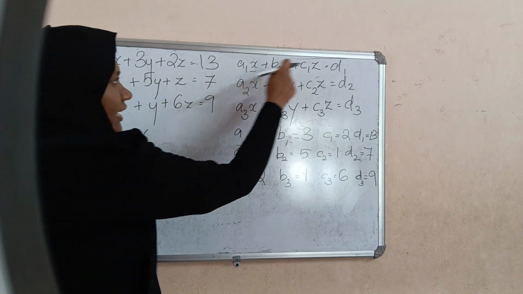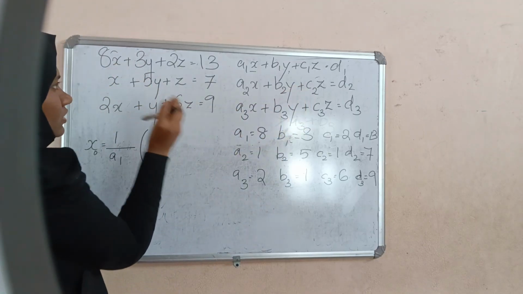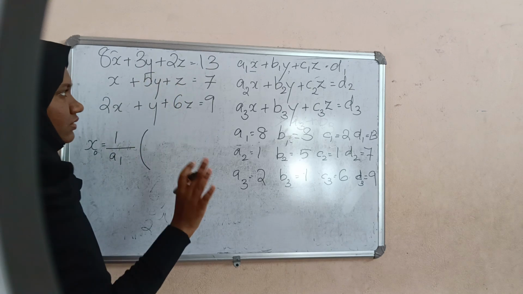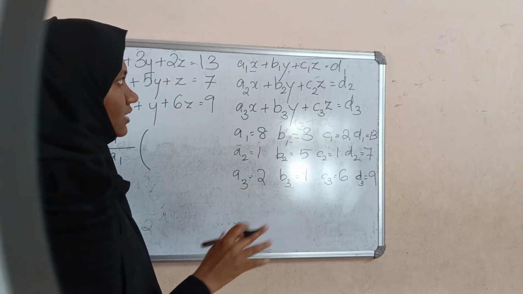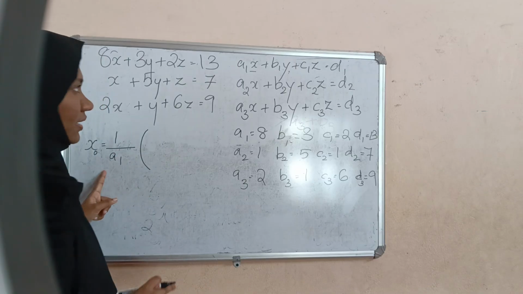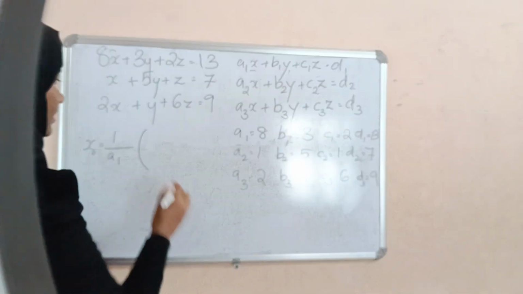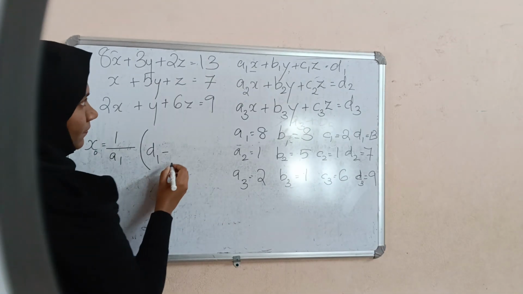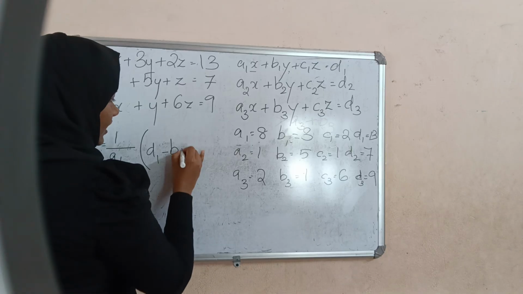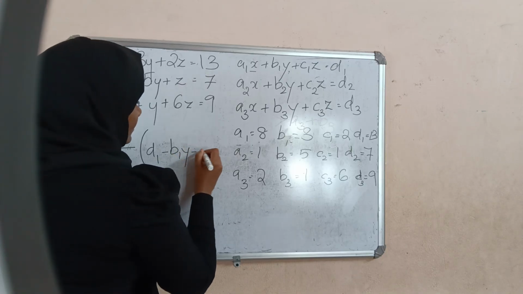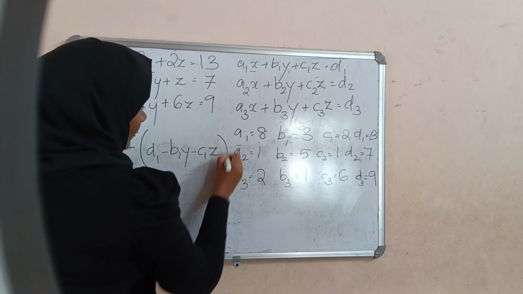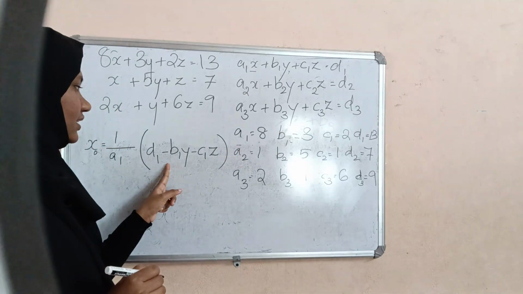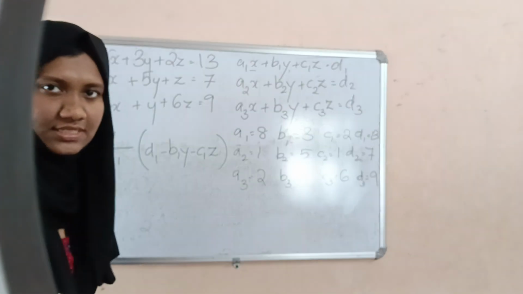Make sure that you are putting the correct signs also. Put the signs the same as in the question. Signs are very important, so don't get them mixed up. So 1 by a1 into d1 minus b1y minus c1z.